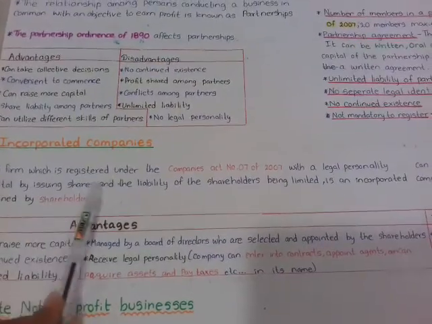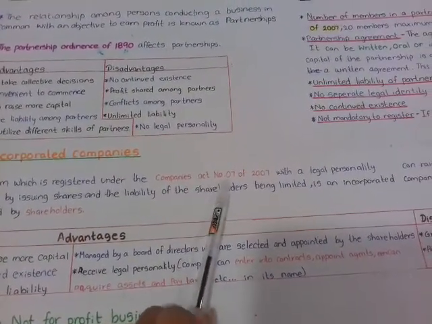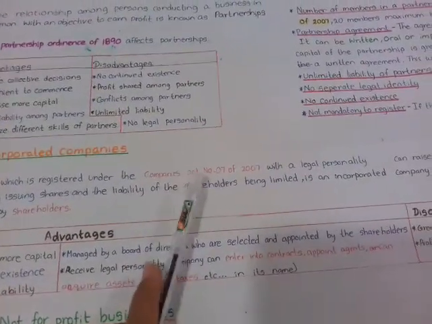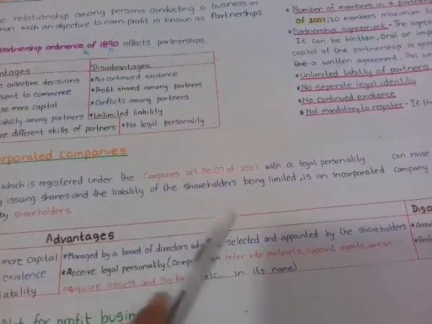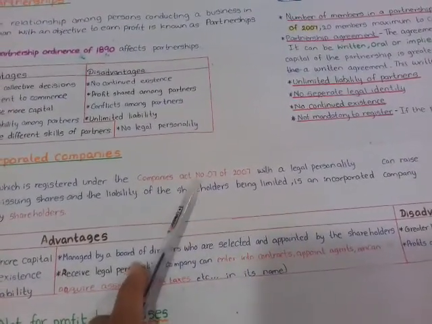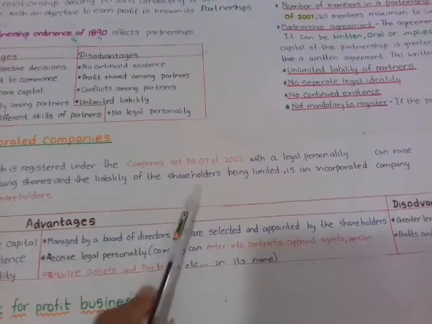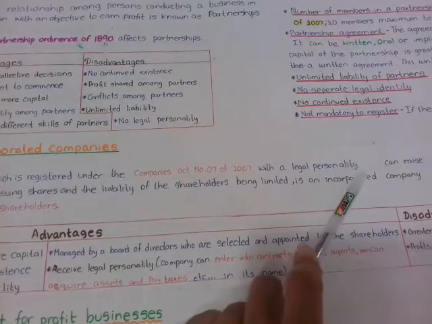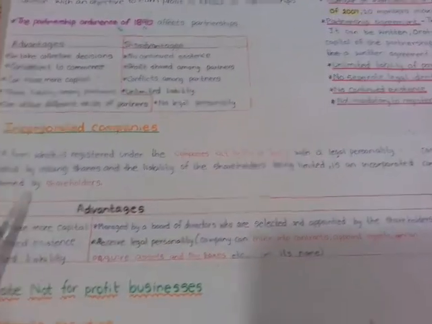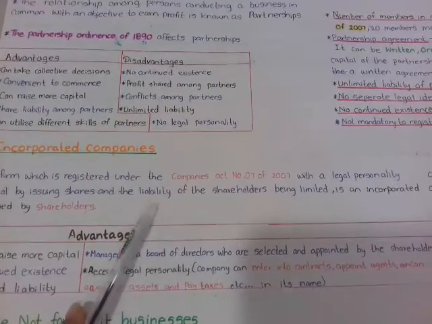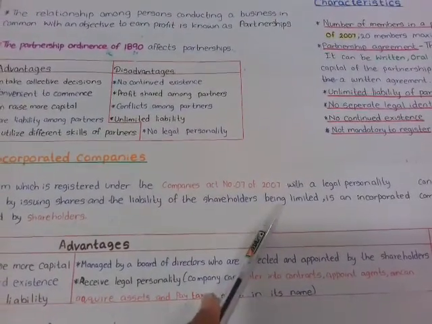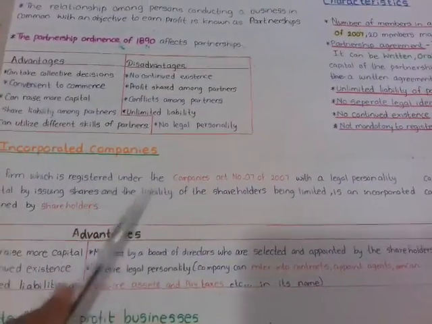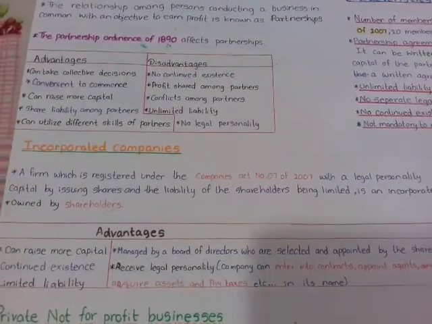A firm which is registered under the Companies Act number 7 of 2007. So you might have noticed this is the act which comes into partnerships and many others related to businesses. So it is vital you should remember this. So this act with a legal personality which can raise capital by issuing shares and the liability of the shareholders being limited is an incorporated company. So this is a bit complex explanation.